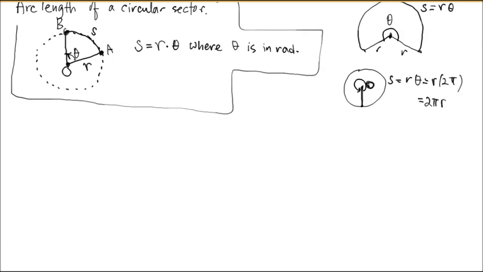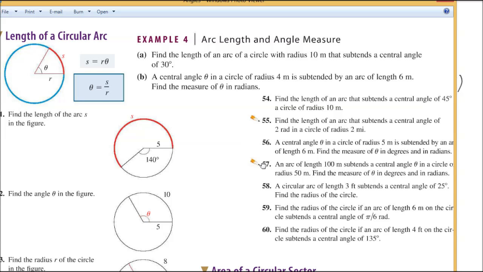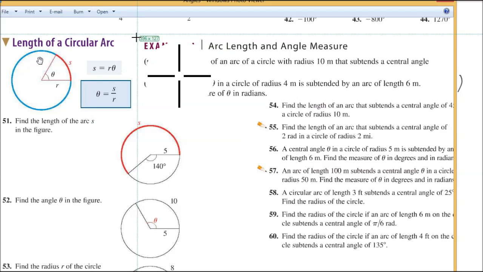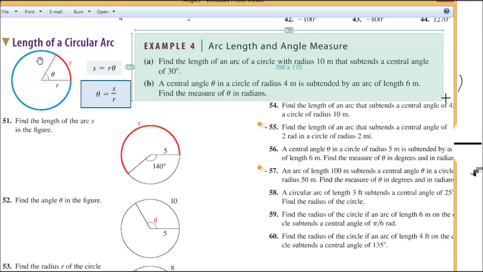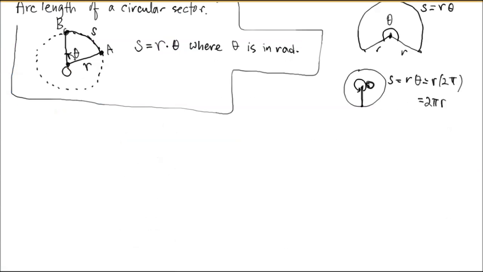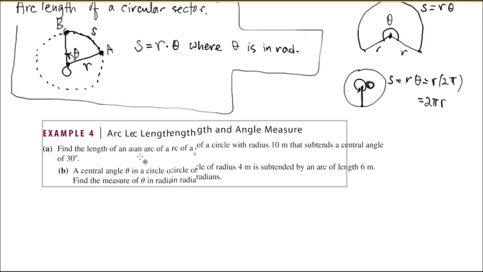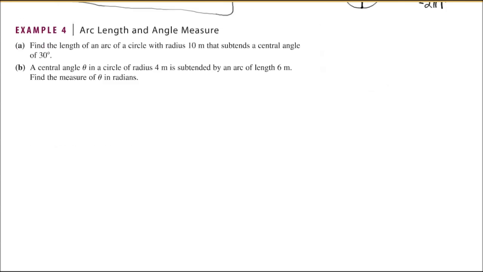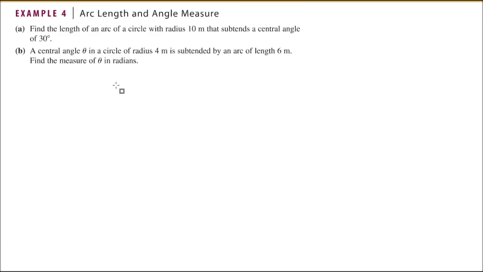Okay, so here's some example. Alright, I am hiding the formula, just like last time. Part A, find the length of an arc of a circle with a radius 10 meters that subtends a central angle 30 degrees. So I'm going to do a little exercise, a partial exercise in here.